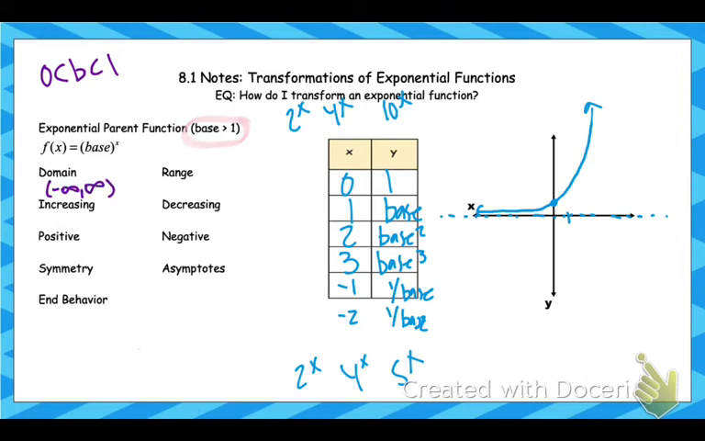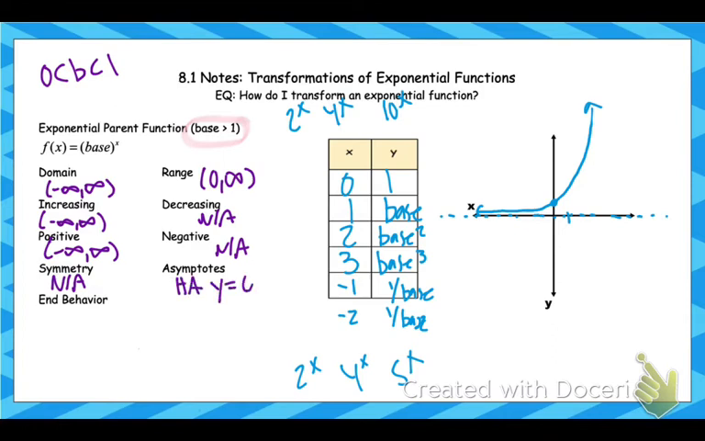That domain is everything. There is nothing that is going to stop this graph in terms of our x's. Range, however, is limited. We said we can't get those negative values, so my range is from 0 to infinity. It is a parenthesis on 0 because of the horizontal asymptote. This graph is increasing everywhere. It is not decreasing anywhere. This graph is positive everywhere. It is negative nowhere. It does not have any symmetry. It does have an asymptote. There is a horizontal asymptote at y equals 0.